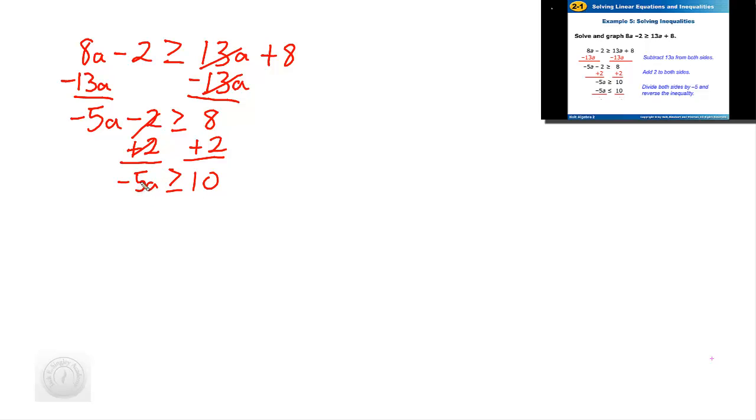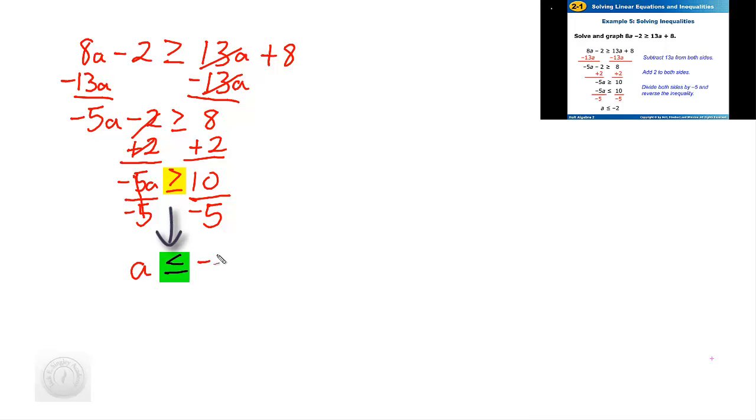To solve for the a, I need to divide out by negative 5. And this is where one of the rules will change that's different from regular equations. When you multiply or divide by negative numbers, the direction of the inequality will flip. So instead of saying a is greater than or equal to, now we're going to write a is less than or equal to negative 2.